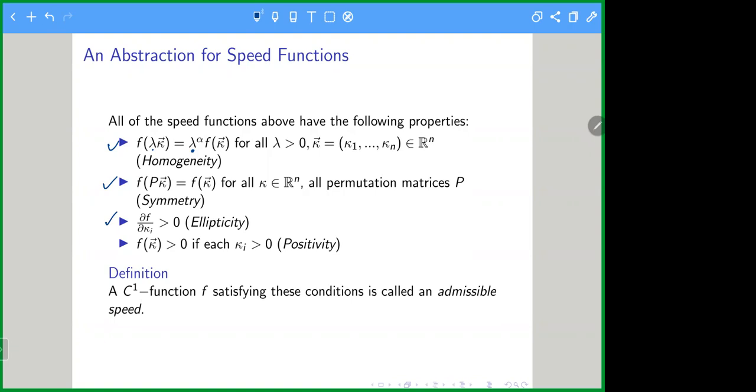This is like a good kind of speed. And also, if my principal curvatures are positive, I want my speed to be positive as well. So those are the abstractions I'm putting on my speed function. So anything that satisfies these conditions, I'll call an admissible speed.